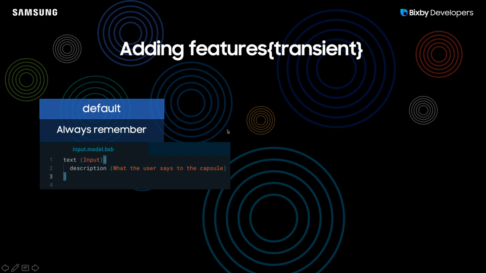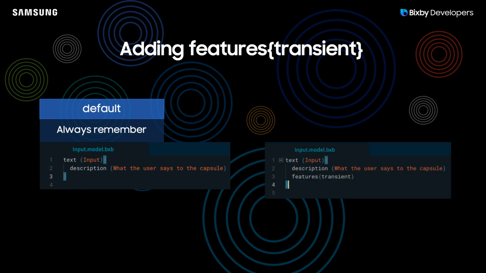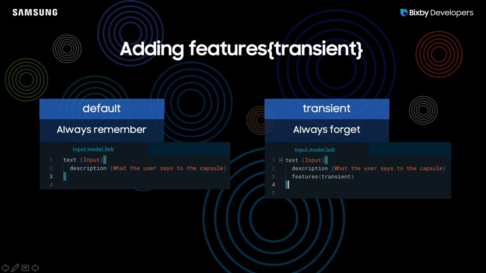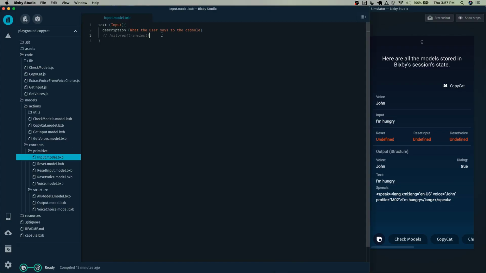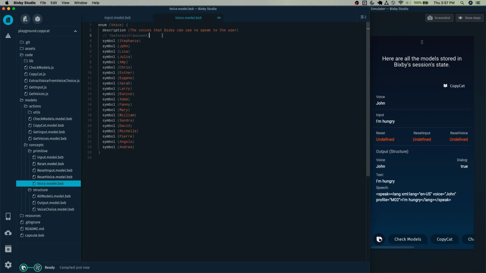However, what happens if we add features transient? Right here you can see I added features transient to line 3. And now this concept, the input, will always be forgotten. So let's go ahead and do that in the code itself. We go to input. I'm just going to uncomment that right there. And I'm going to uncomment the voice right here.